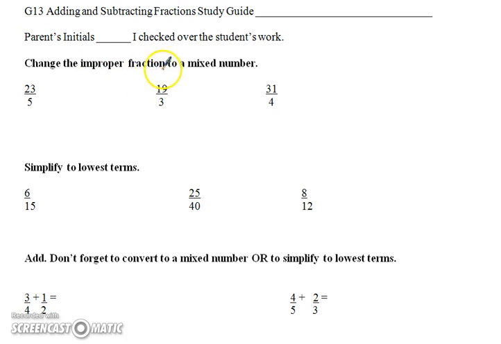So I'm changing an improper fraction to a mixed number. So it means I need to divide. 23/5 means 23 over 5, or 23 divided by 5 goes 4 times. 4 times 5 is 20. Subtract, I got 3. Remember, my remainder's coming up here. And my denominator was 5. My denominator always is going to stay 5 then. So it equals 4 3/5.